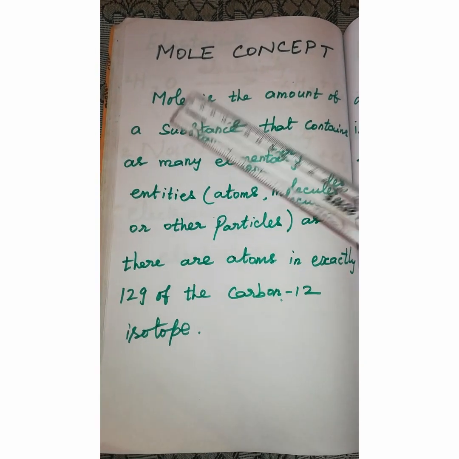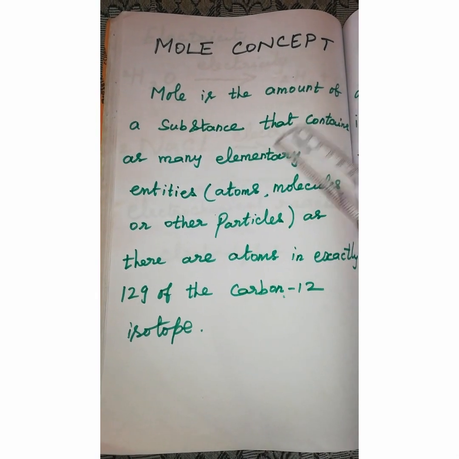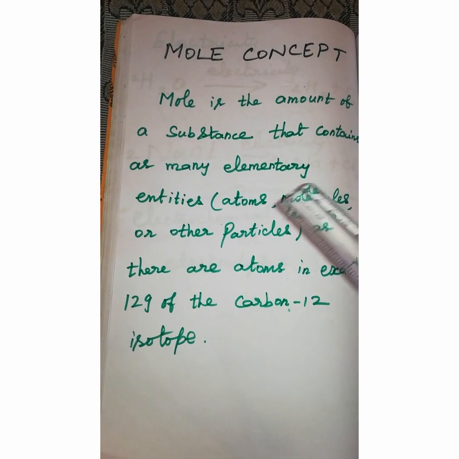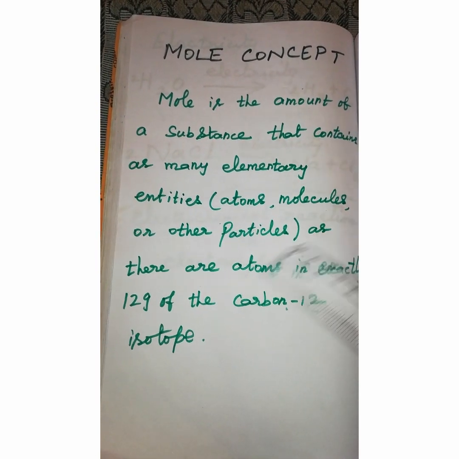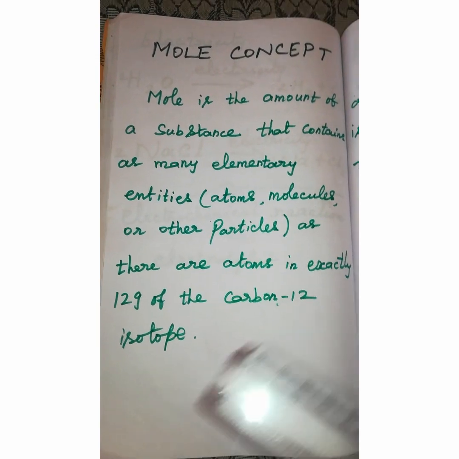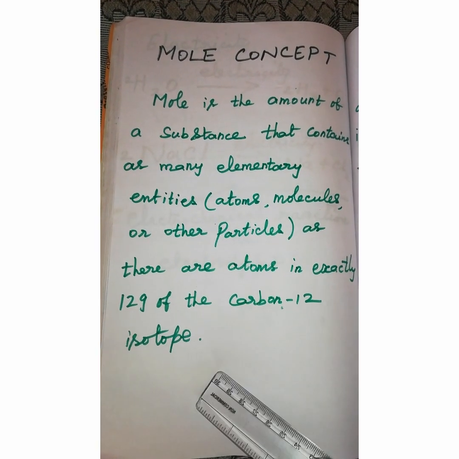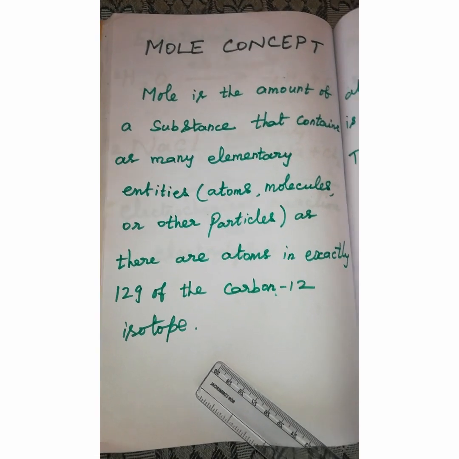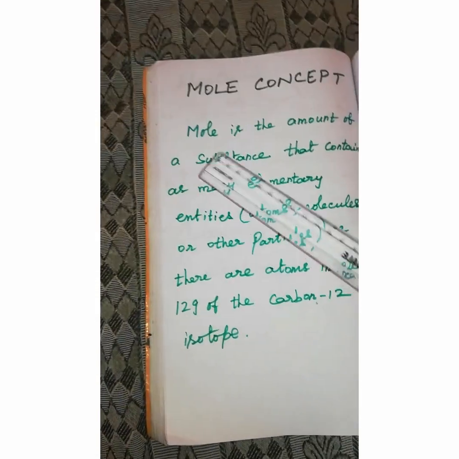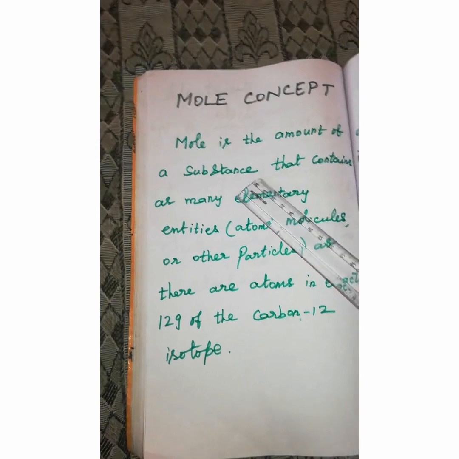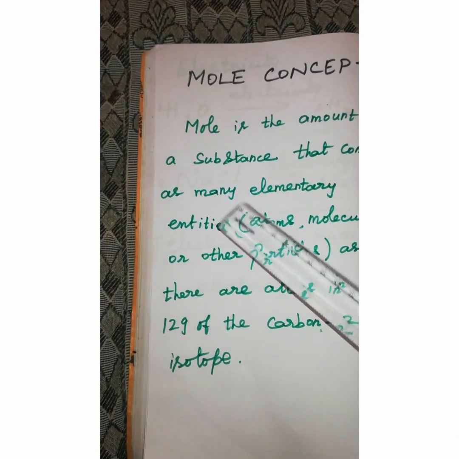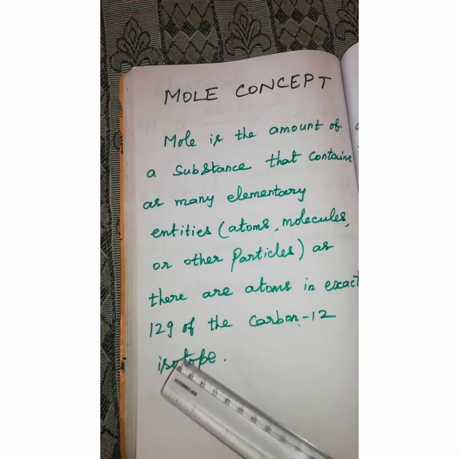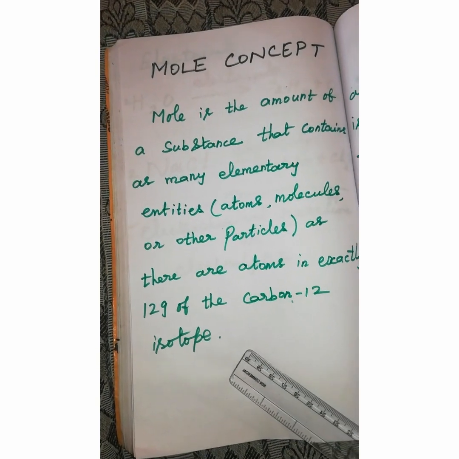Define mole. Mole is the amount of a substance that contains as many elementary entities. What do you mean by entities? Atoms, molecules and other particles. As there are atoms in exactly 12 gram of the carbon 12 isotope. So, how do we define mole? Mole is the amount of a substance that contains as many elementary entities as there are atoms in exactly 12 gram of the carbon 12 isotope.